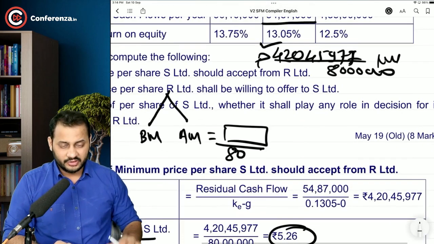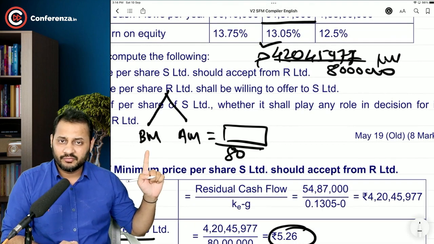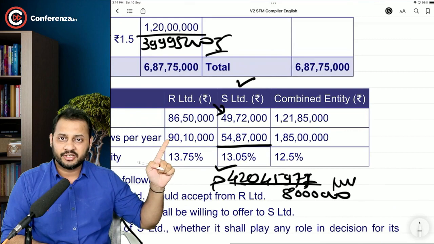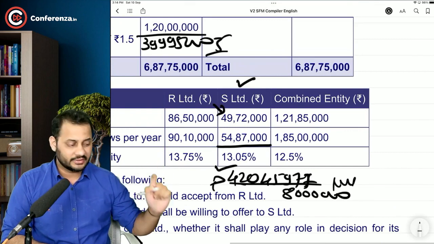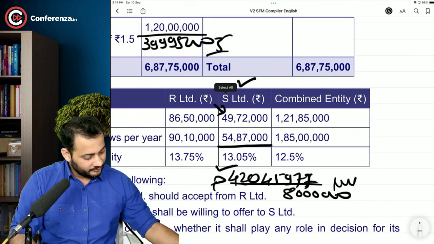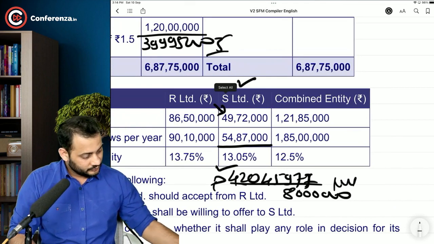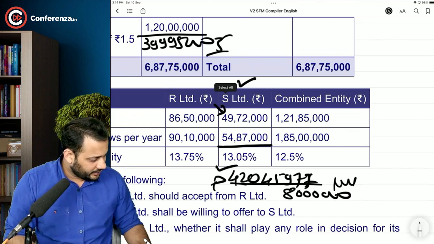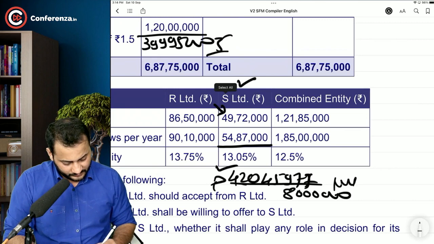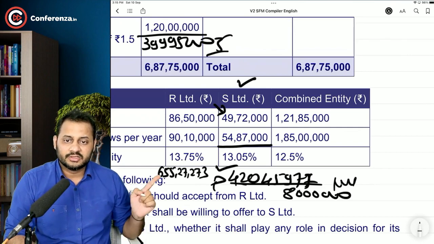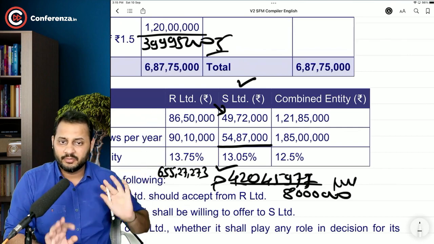Now, this is what the formula will be. How to calculate the before merger market value? It's the before merger cash generating capacity divided by 13.75%. So before merger market value of R Limited is 655 lakh 27,273. This is the market value of R Limited before merger.